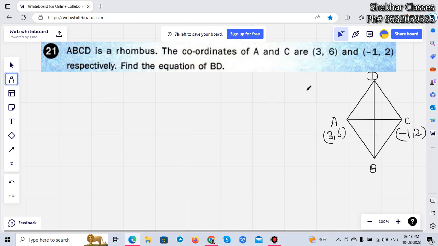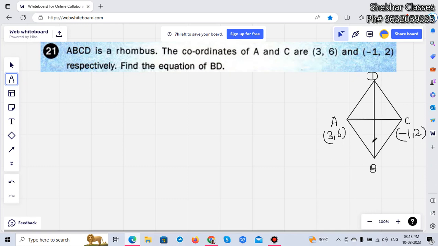To find the equation of BD, we need at least two things. One, one coordinate on it, anywhere. Second, the slope of this line, minimum, so that we can find it out. So how do we find one point on it, the coordinates of the point?